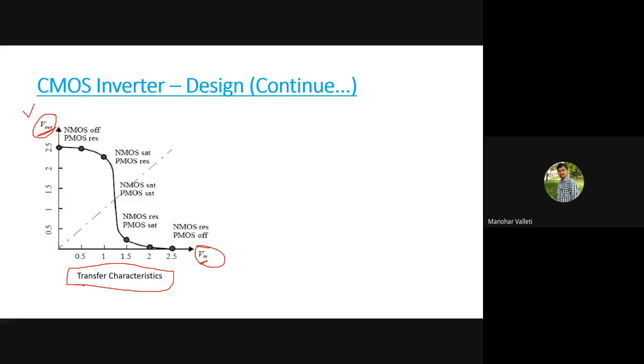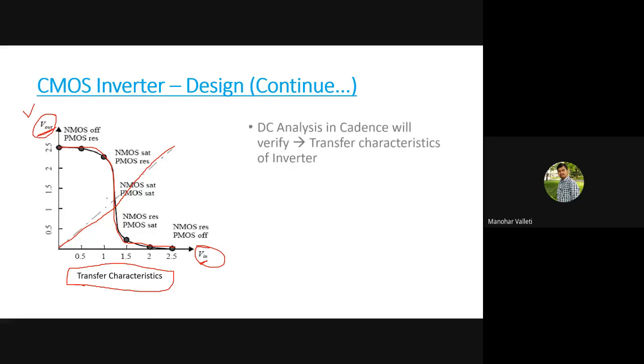So this is with regard to input, right? This is input. This is the output of your inverter, right? In each NMOS and PMOS operation also, it is mentioned here. So to verify the operation of your inverter, we will use DC analysis in the Cadence tool to verify the transfer characteristics of your inverter.